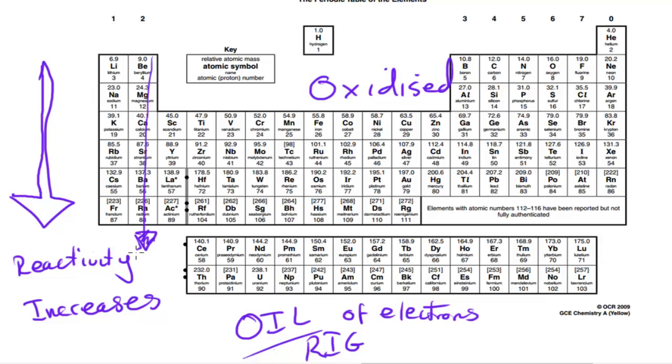And so over the next few videos, I'm going to be talking about some of the consequences of this increased reactivity, and about some of the reactions which group 2 elements take part in.